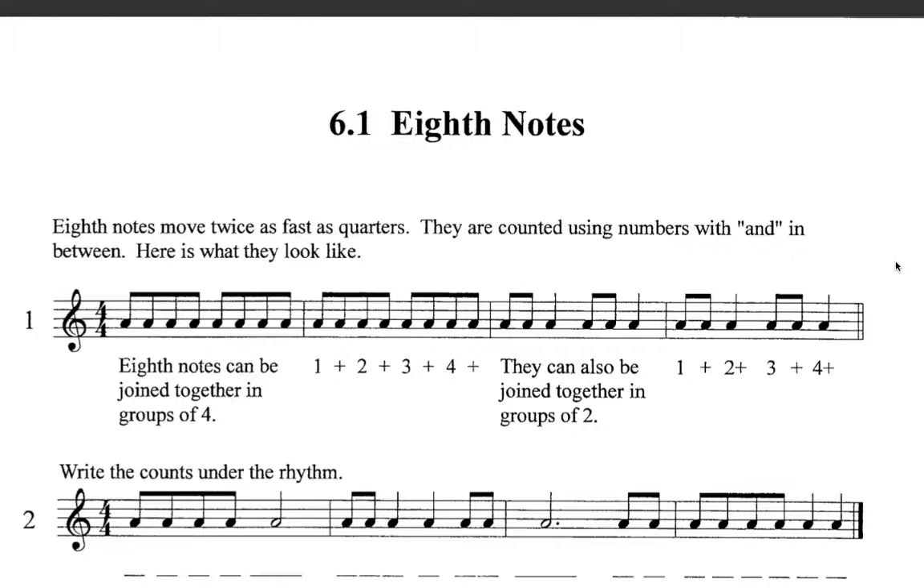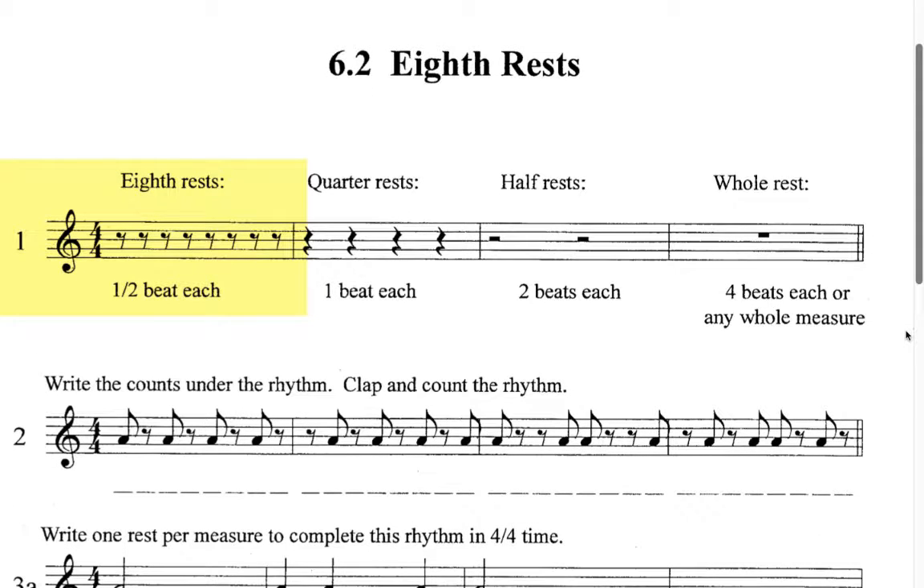Eighth notes. Eighth notes move twice as fast as quarter notes. They are counted using numbers with "and" in between. Here's what they look like. Eighth notes can be joined together in groups of 4. They can also be joined together in groups of 2. Eighth rests.